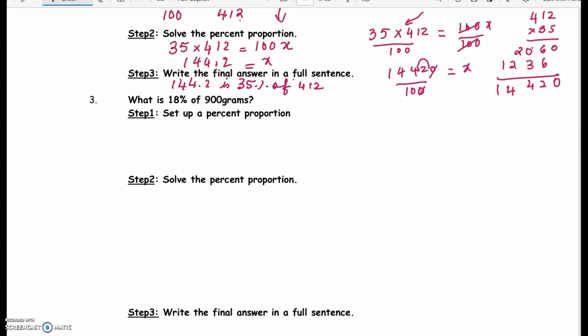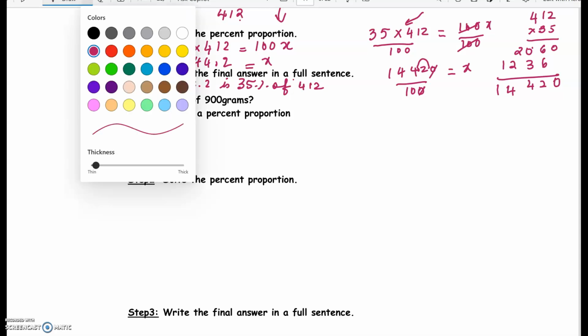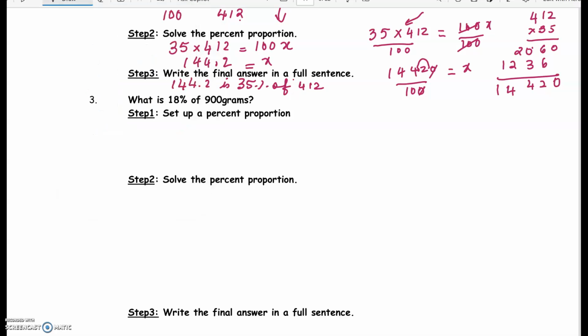What is 18% of 900 grams? So what we're going to do is set up an equation and solve it. We can set up two types of equations. One is a percent proportion. When we don't know what it is, we're going to call it X. So X is 18% of 900 grams.